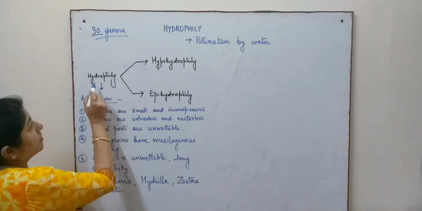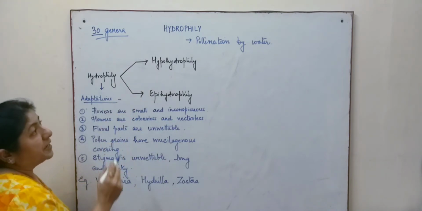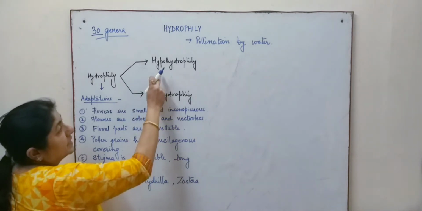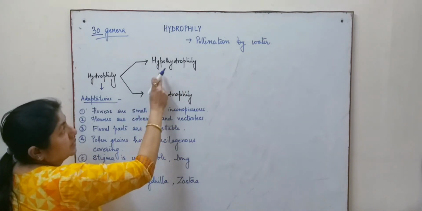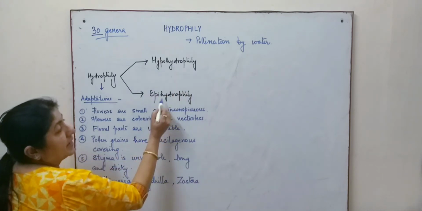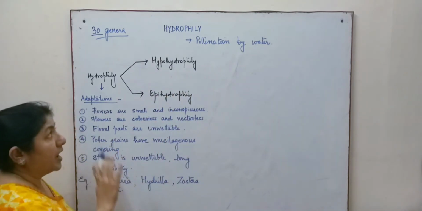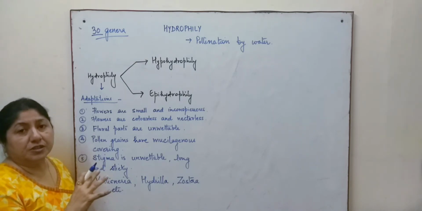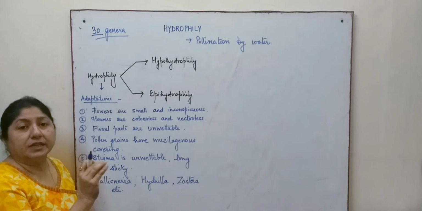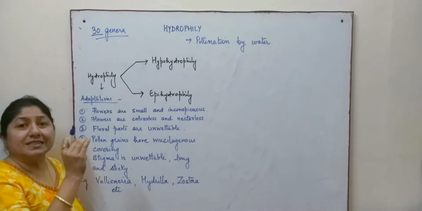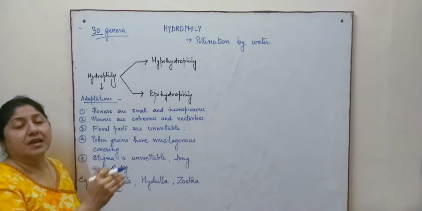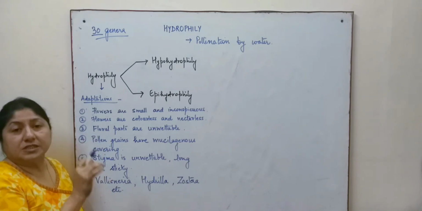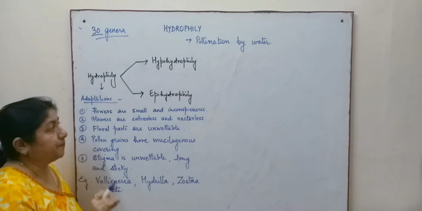Hydrophily, or pollination by water, depending upon where the pollination is happening, we divide into two types: hypohydrophily and epihydrophily. Hypohydrophily is a kind of pollination in which the pollination is brought about inside the water. That means the plants are submerged within the water and the pollination takes place there only.